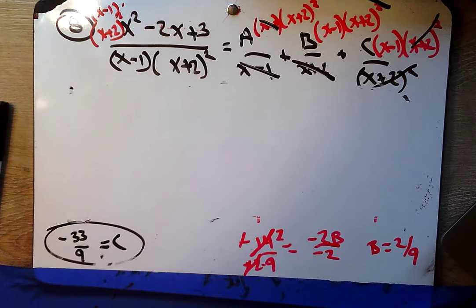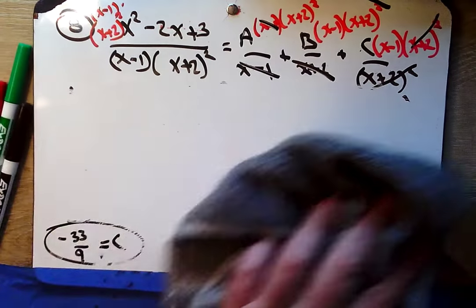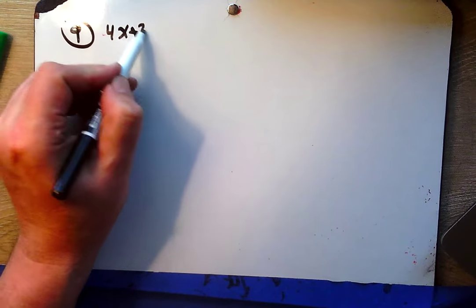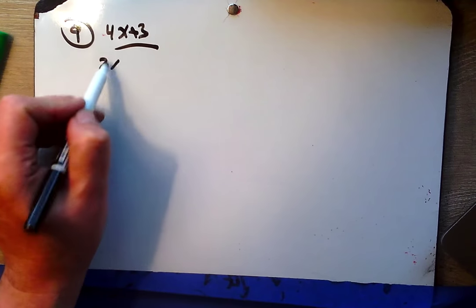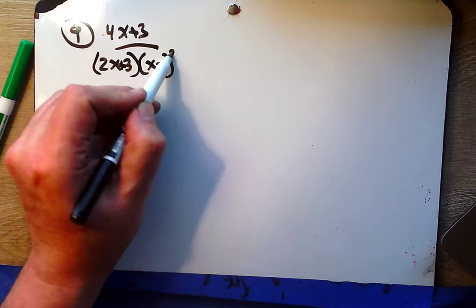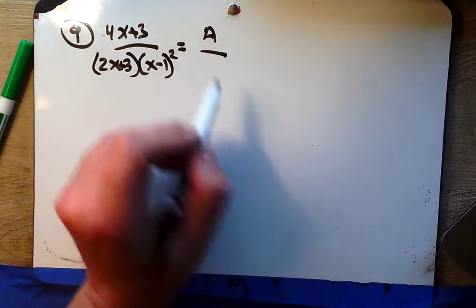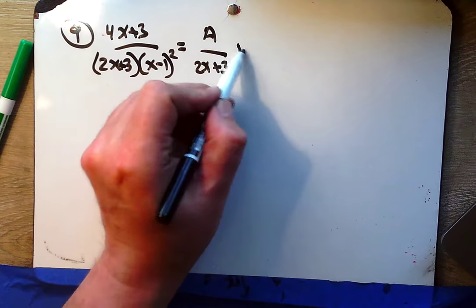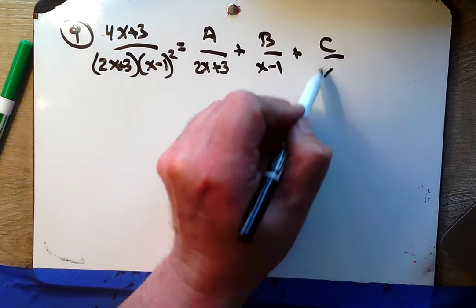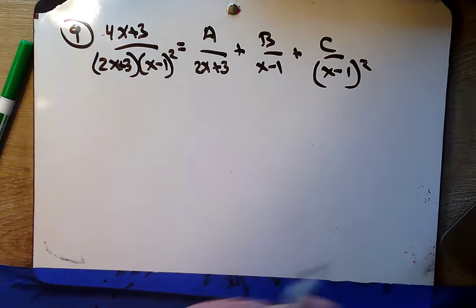Oh well, I'm moving on. You can always go back and see what I said a was before I so aggressively erased it. So 4x plus 3 over 2x plus 3 times x minus 1 squared is a over 2x plus 3 plus b over x minus 1 plus c over x minus 1 squared.